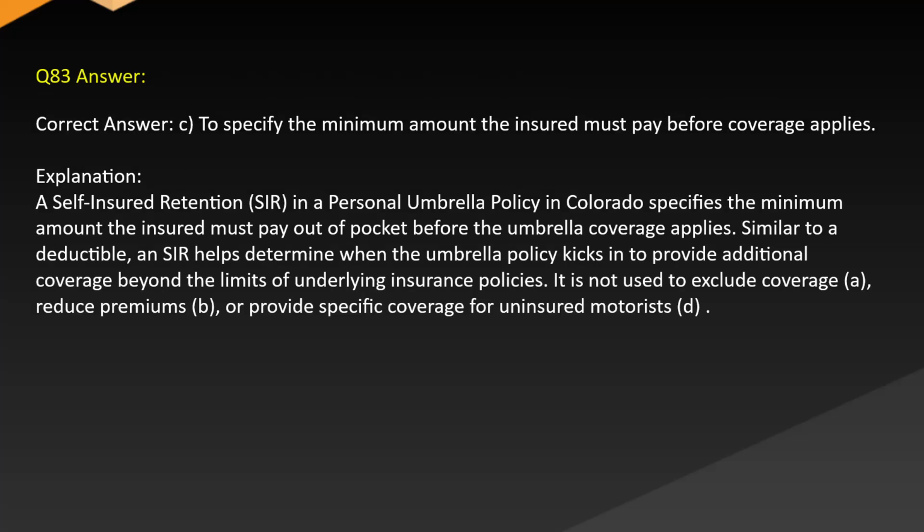Correct answer. C. To specify the minimum amount the insured must pay before coverage applies. Explanation. A self-insured retention, or SIR, in a personal umbrella policy in Colorado specifies the minimum amount the insured must pay out of pocket before the umbrella coverage applies. Similar to a deductible, an SIR helps determine when the umbrella policy kicks in to provide additional coverage beyond the limits of underlying insurance policies. It is not used to exclude coverage (A), reduce premiums (B), or provide specific coverage for uninsured motorists (D).